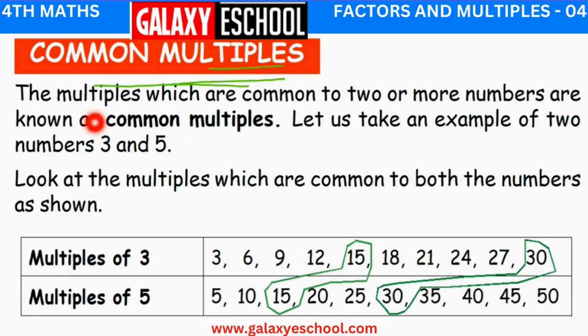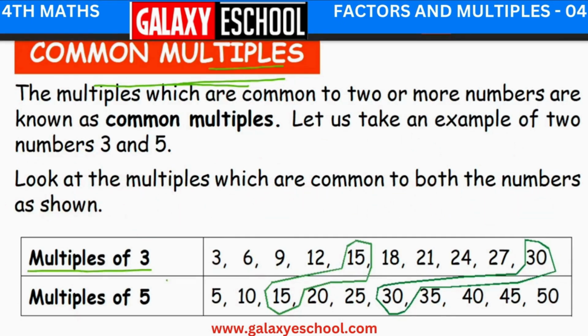Now coming to common multiples, the multiples which are common to two or more numbers are known as common multiples. Okay, when we have multiples which are common to two or more numbers, children, which are common to the given numbers, then they are called our common multiples. Let us look at an example of two numbers, 3 and 5. Look at the multiples which are common to both the numbers as shown.